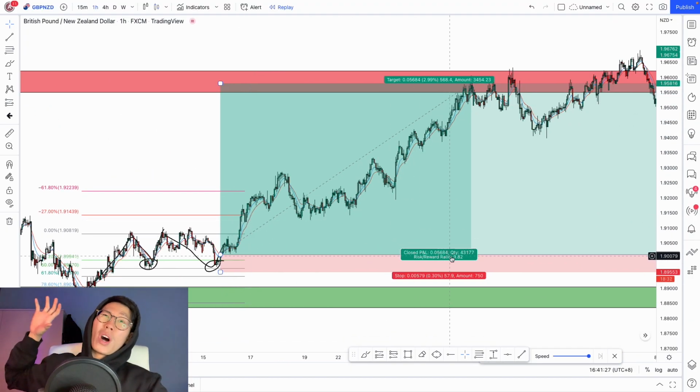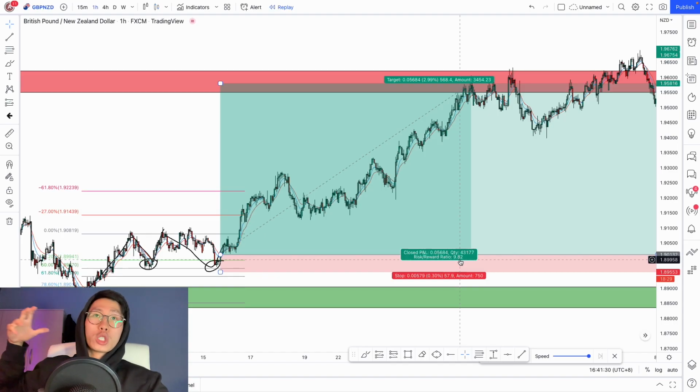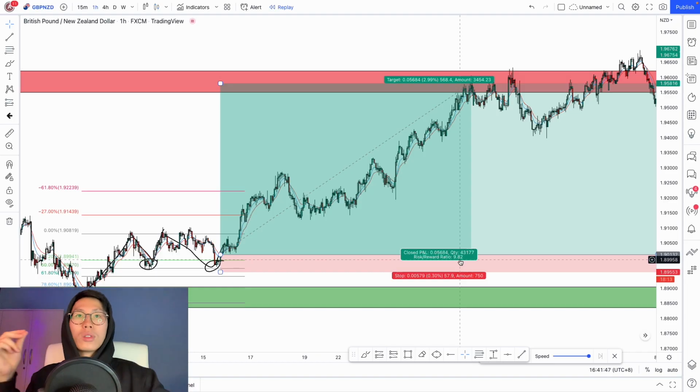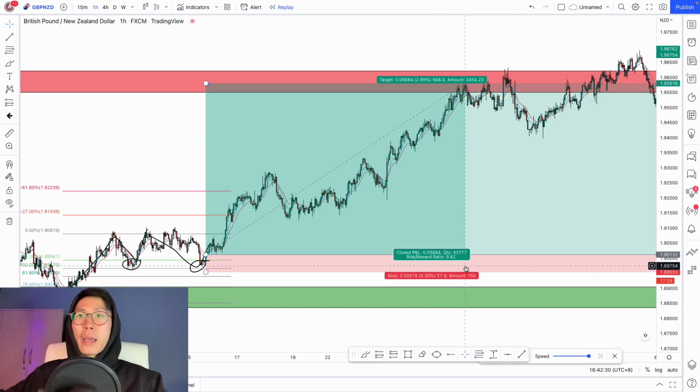So you can see this is almost a 1 to 10 risk to reward ratio, which means that you are risking $1 to make $10. And if you guys know me, you will know that I will only take the trade if the risk to reward ratio is 1:3. Yup, so this is a ridiculous sniper entry.